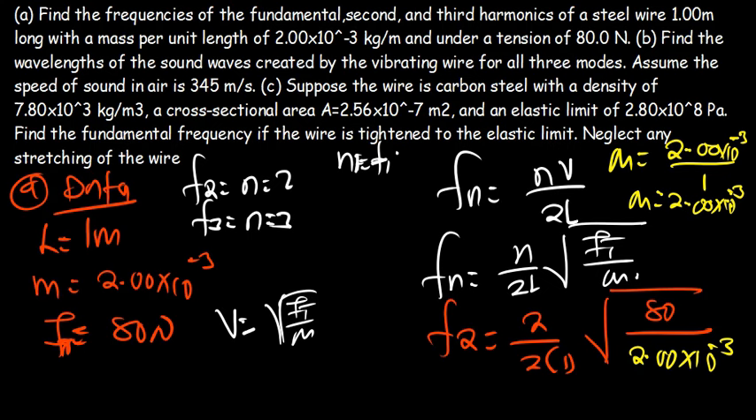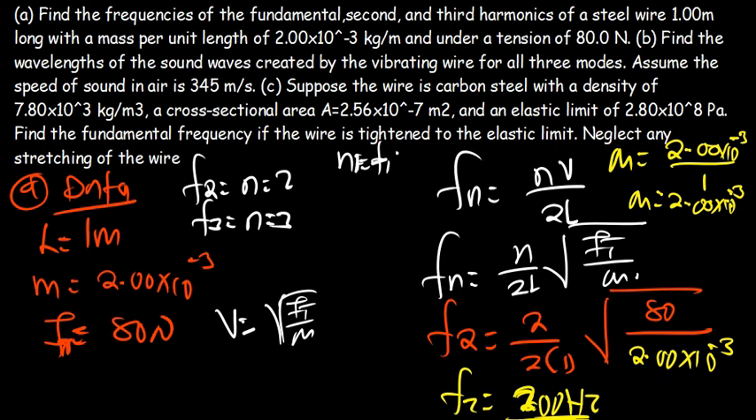So the second fundamental frequency will be 80 divided by 2.00 times 10 to the power negative 3. Then I get the square root of 40,000, which is 200. So 200 times 2 divided by 2 is 1, so it's times 1, which is just 200. So it is 200 hertz. That is the second fundamental frequency. 200 hertz. What of the third fundamental frequency?